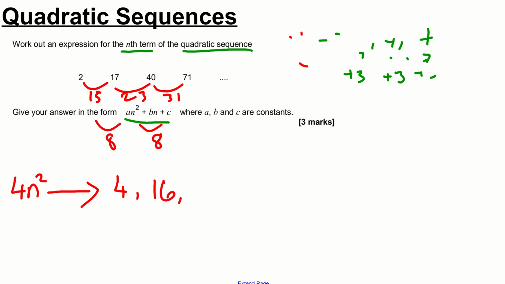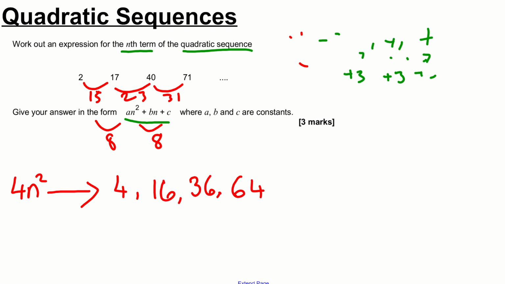To get the third term, n is 3. 3 squared is 9. 9 times 4 is 36. And to get the fourth term, 4 squared is 16. 16 times 4 is 64. I normally do about 3 or 4 terms to do this. So that's your 4n squared sequence.